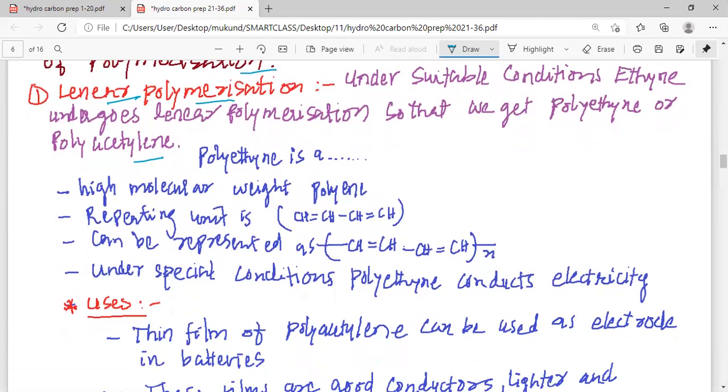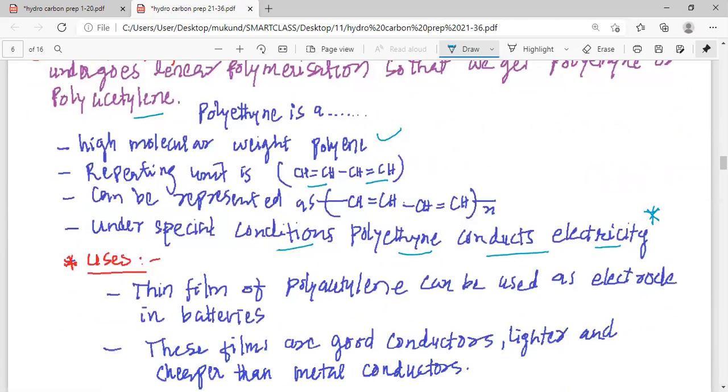Polyacetylene is a high molecular weight polyene. It has repeating unit CH=CH-CH=CH. It can be represented as n repeating units of CH=CH. And under special conditions, this polyacetylene conducts electricity. This is a very important point, my dear students, that this polyacetylene can conduct electricity.